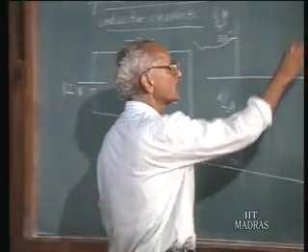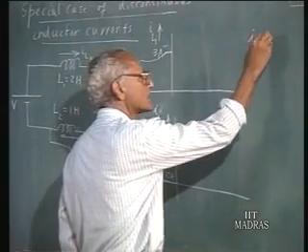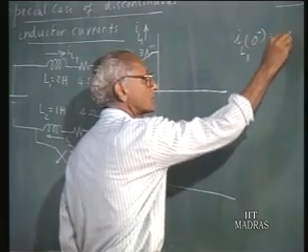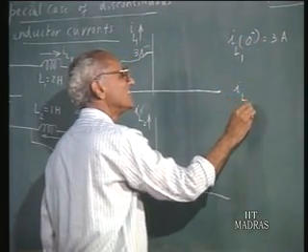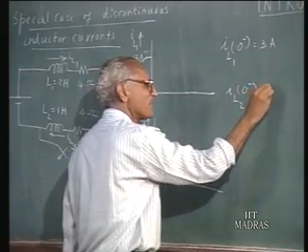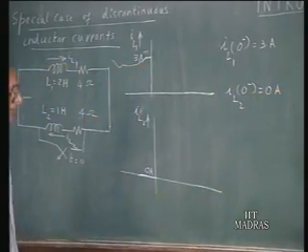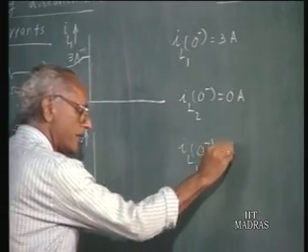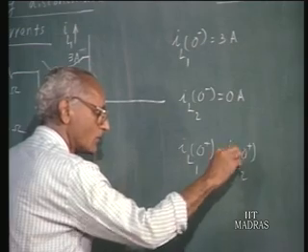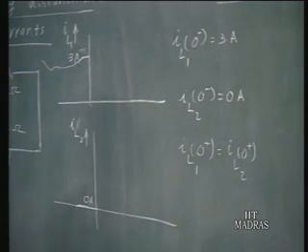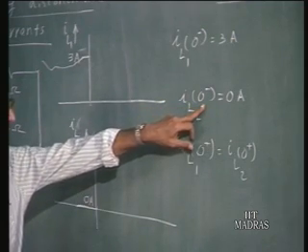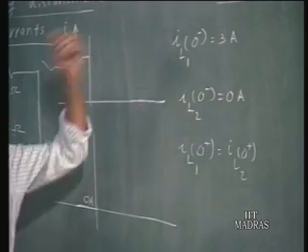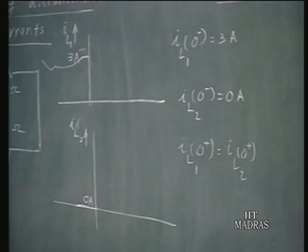So, we have the situation that IL1(0-) is 3 amperes, IL2(0-) is 0 amperes, and we further require that IL1(0+) must be equal to IL2(0+), whatever that is. It certainly cannot be 3, because then the continuity of current in this inductor is violated. If it is 0 amperes, the continuity of the current in the first inductor is violated. Therefore, we must now find out IL1(0+) and IL2(0+).